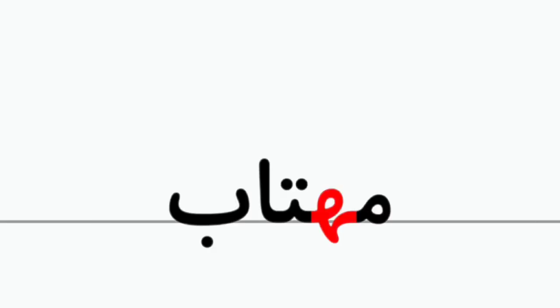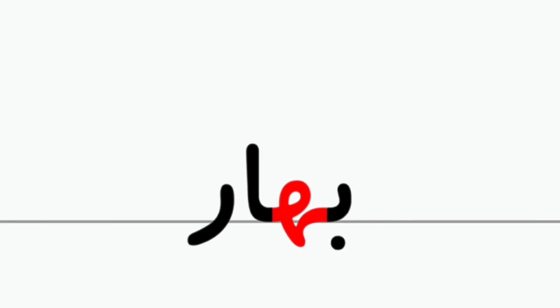And this shape of letter he takes the middle position. It joins the letters before and after it. And in this part, we focus on some words that include this shape of letter he. And the first word is mahtab, which means moonlight. As you see, letter he takes the middle position. It joined the letter before it, which is mim, and the letter after it, which is letter te, mahtab.